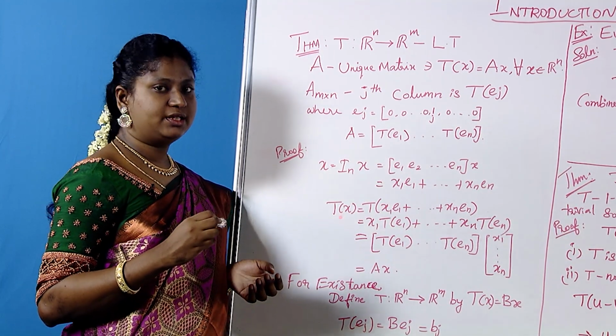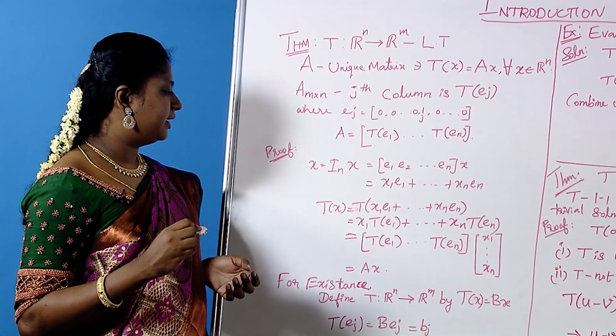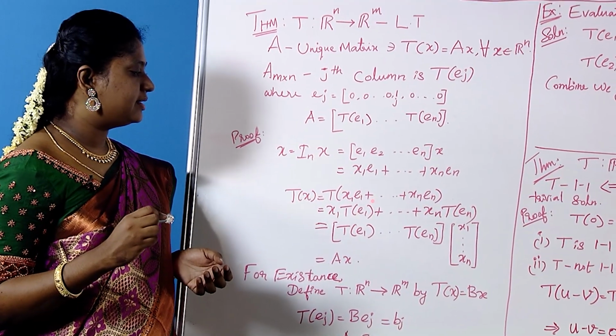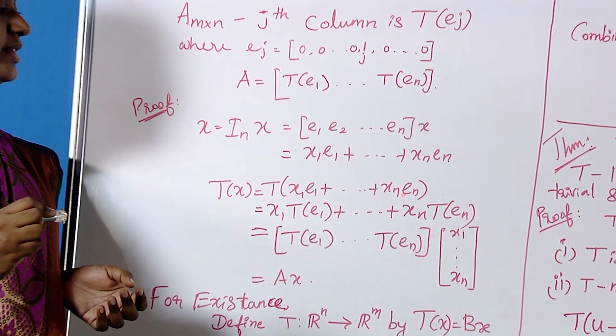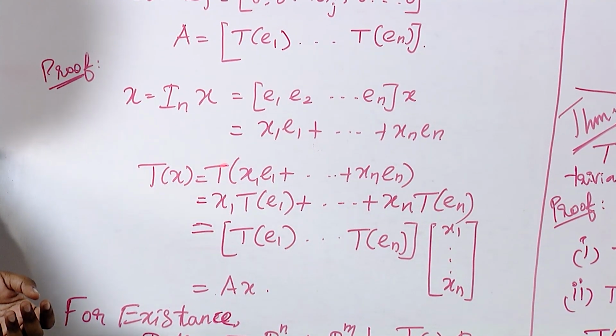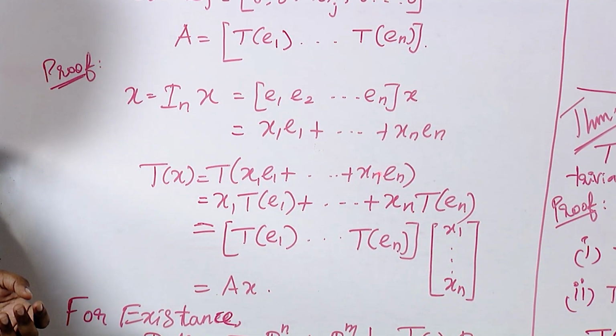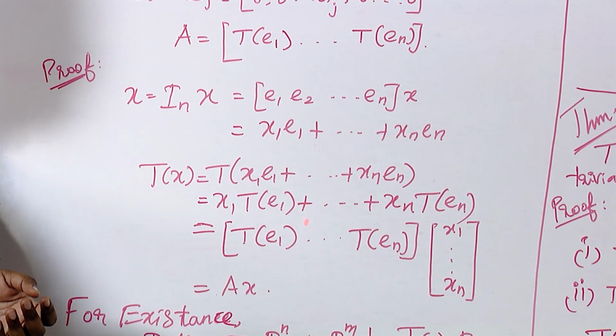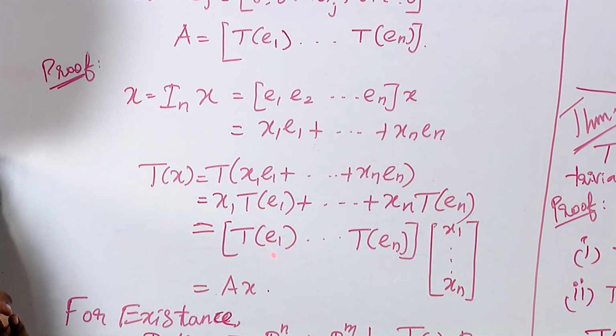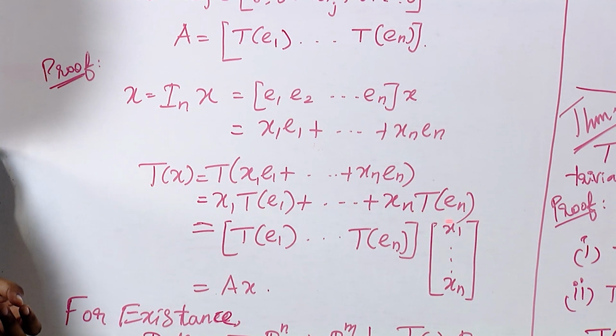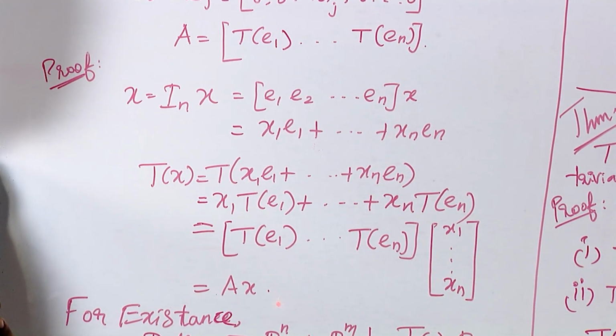Then what about T of x? T of x is nothing but T of x1 E1 plus x2 E2 plus up to xn En. Now, according to the properties of linear transformation, this can be written as x1 T of E1 plus x2 T of E2 plus up to xn T of En. That is nothing but the matrix with columns T of E1, T of E2, up to T of En, multiplied by the column x1, x2, up to xn, and this you can write as Ax. So, you have T of x equal to Ax.